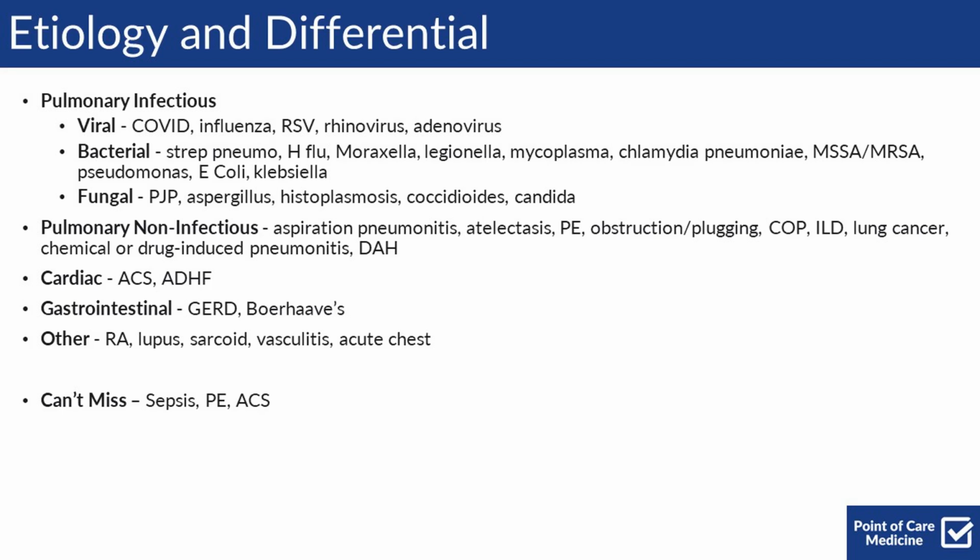Non-infectious pulmonary etiologies can include aspiration pneumonitis, atelectasis, PE, an obstruction or plugging, COP, ILD, lung cancer, chemical or drug-induced pneumonitis, and diffuse alveolar hemorrhage, or DAH. Cardiac etiologies can be ACS, or acute decompensated heart failure, which can mimic pneumonia. And other miscellaneous etiologies can include RA, lupus, sarcoid, vasculitis, and acute chest. And as a reminder, you can't miss sepsis, PE, or ACS.